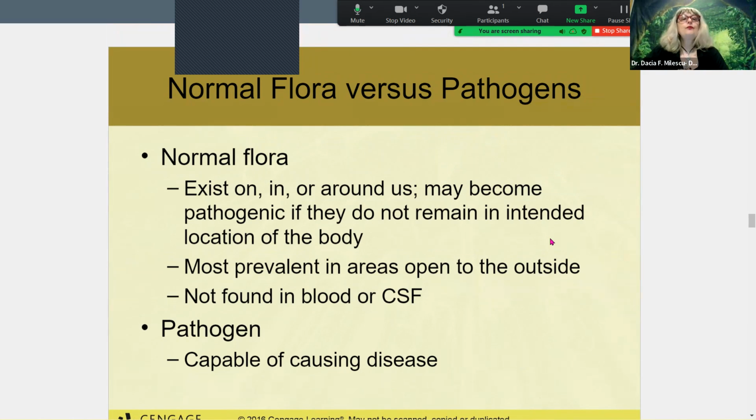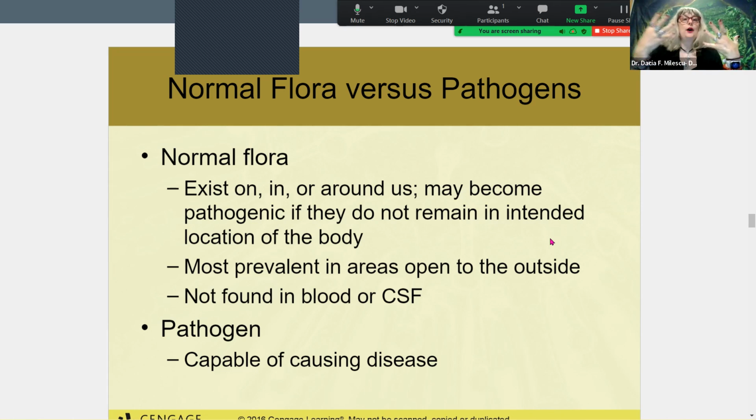Okay, now, normal flora, as I mentioned at the beginning of this lesson, is not going to cause any infection unless it grows out of control. So it exists on us, in us, or around us, and may become pathogenic if it does not remain in its intended location on the body or in the body, and of course if it grows out of control. So a typical example: E. coli should not be in the urinary tract. It is normally found in the gastrointestinal tract.